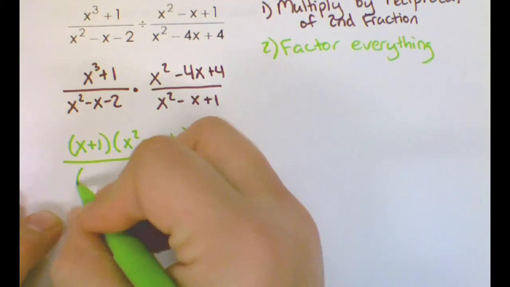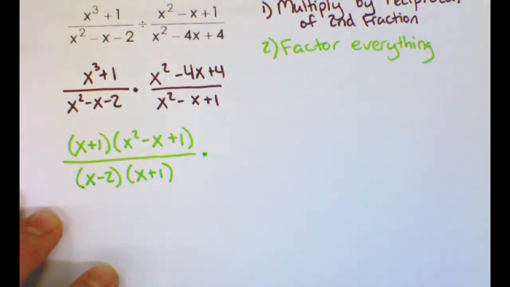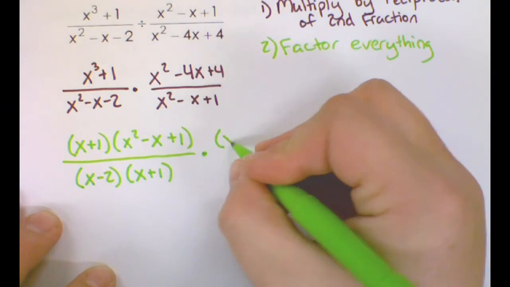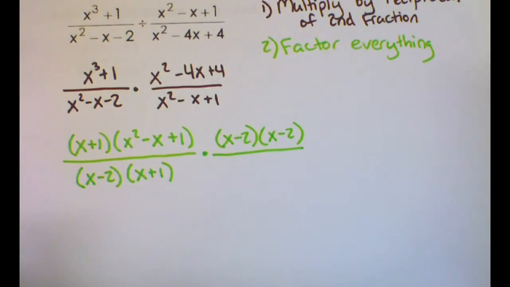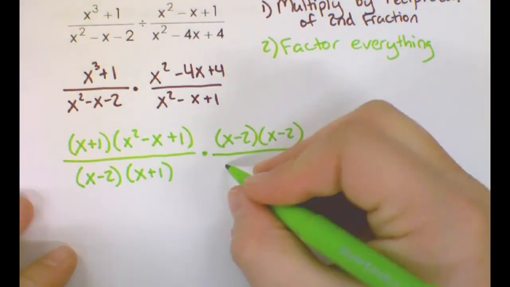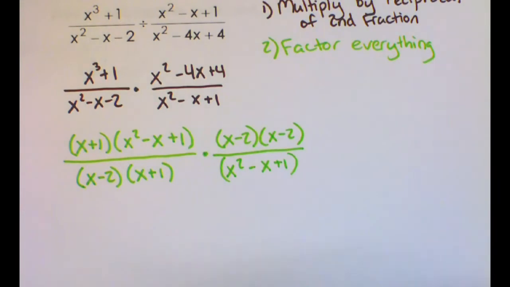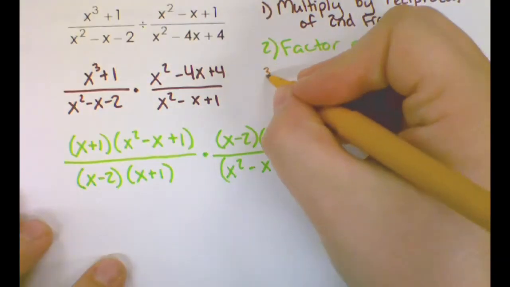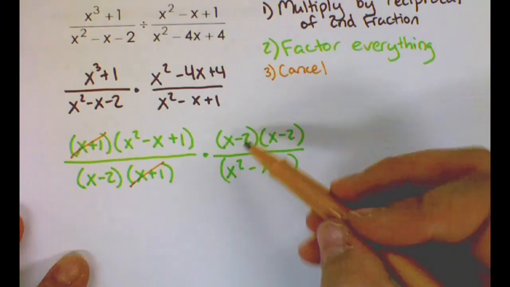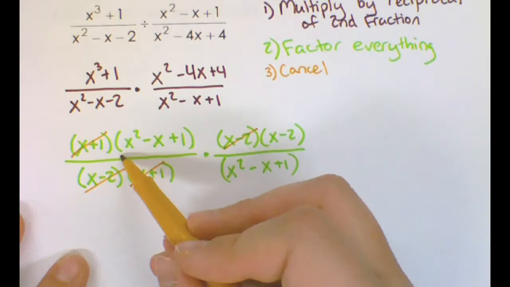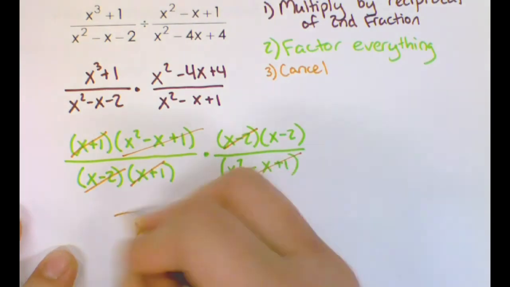x squared minus x minus 2 is (x minus 2)(x plus 1). x squared minus 4x plus 4 is (x minus 2)(x minus 2). And x squared minus x plus 1, not going to factor, so I leave it. There we go. Now, again, we cancel. So I have x plus 1 and x plus 1, x minus 2 and x minus 2, x squared minus x plus 1. I'm just left with x minus 2.